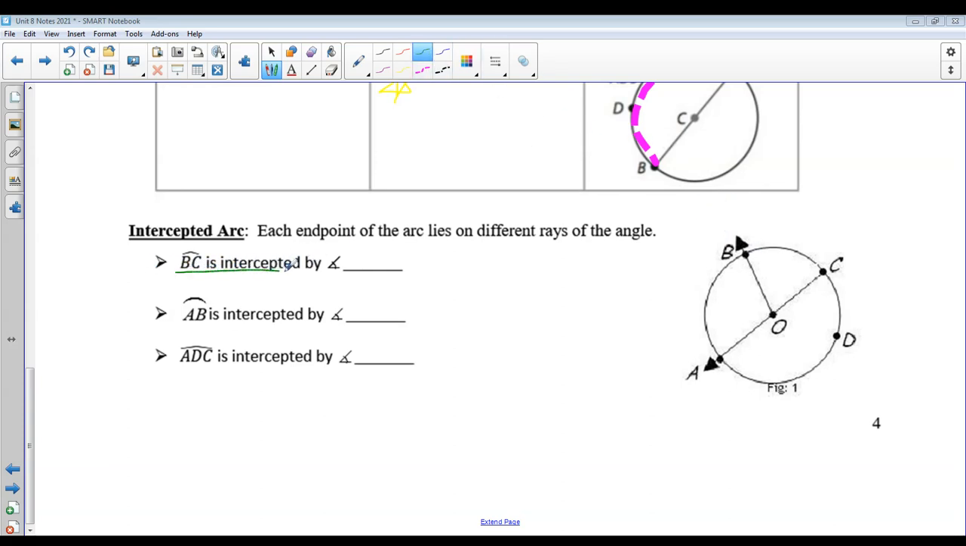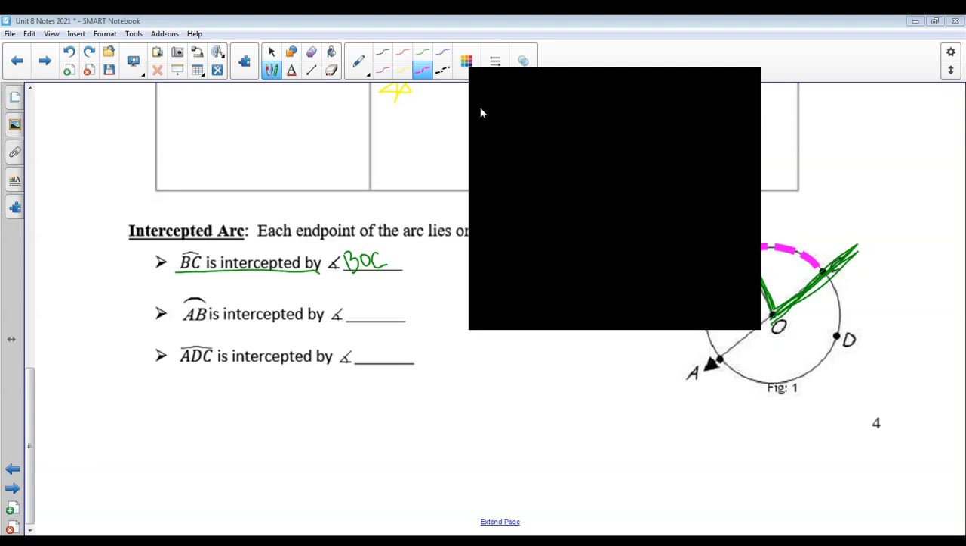So arc BC. What I like to do, again, is use my little dashed line. If you guys have highlighters, that's really helpful this unit. Arc BC is cut into by angle BOC. So you can see how that angle is slicing into arc BC. All right, see if you can do this next one on your own. I'll walk through it too.